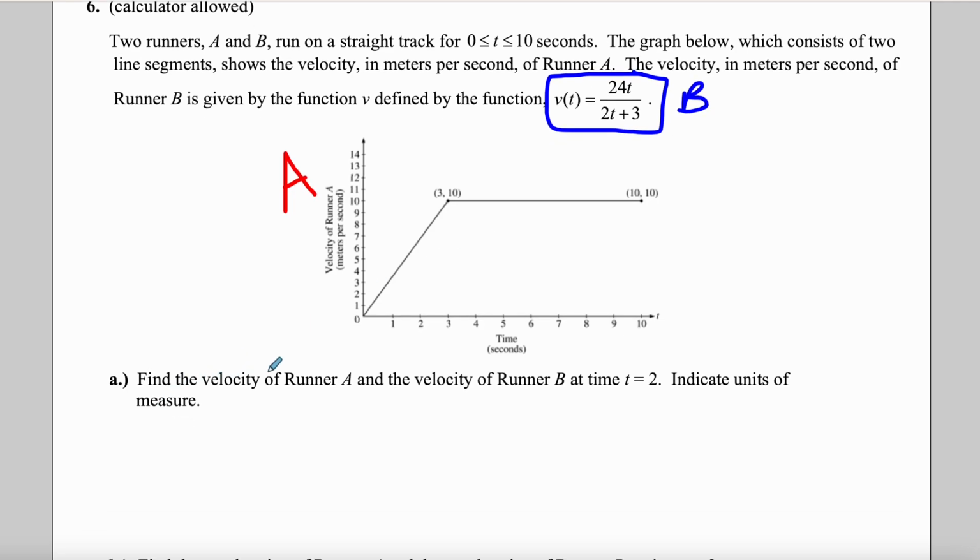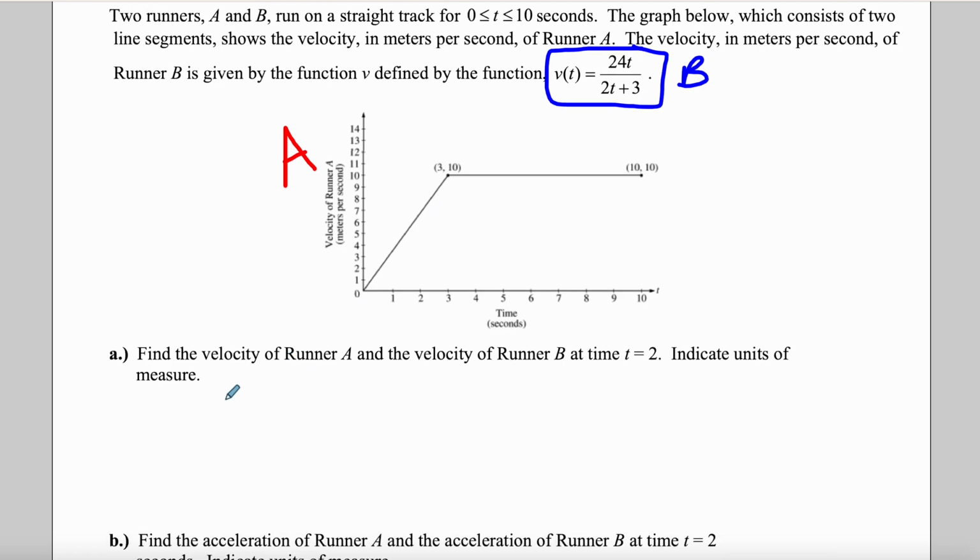Letter A wants us to find the velocity of runner A and the velocity of runner B right out of the way. So if I go and take a look first at A and try to determine the velocity at t equals 2, that's simply asking me for the output. So if I go to t equals 2, I just go right up here and put a dot on the line. It's kind of hard to tell where the output is. You might think it's 6.5, you might think it's 7 or 6. To be exact, I think we should use the slope.